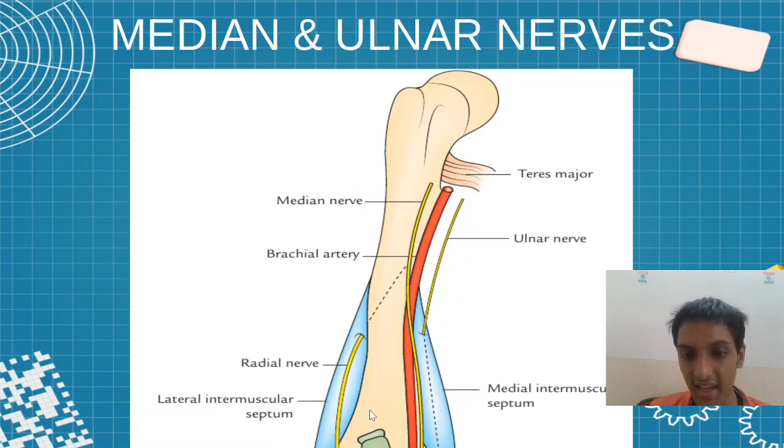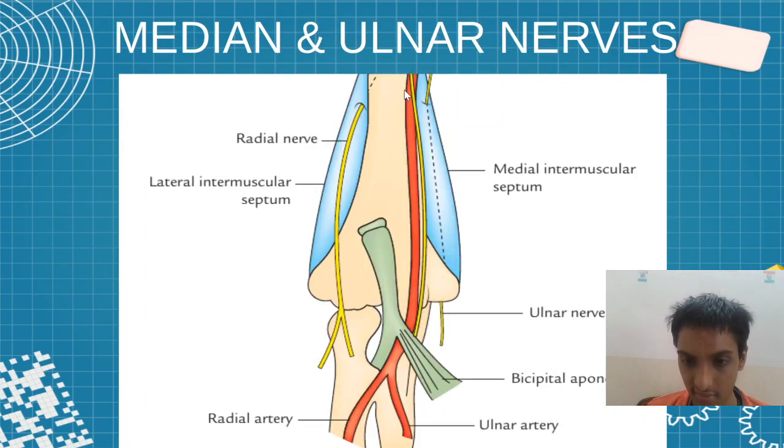Let's see the median and ulnar nerves. First, median. Median is coming from here, that is the medial cord of the brachial plexus. So it is going like this, the median nerve you are seeing, and then this is going to pierce the bicipital aponeurosis as you are seeing here.